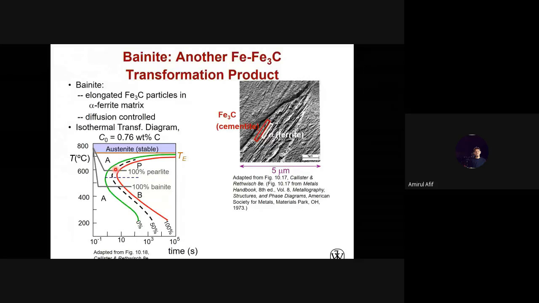Austenite. Okay, yes, austenite. Another 50% austenite. So here, 50% bainite and 50% austenite. The remaining will be austenite. Okay.